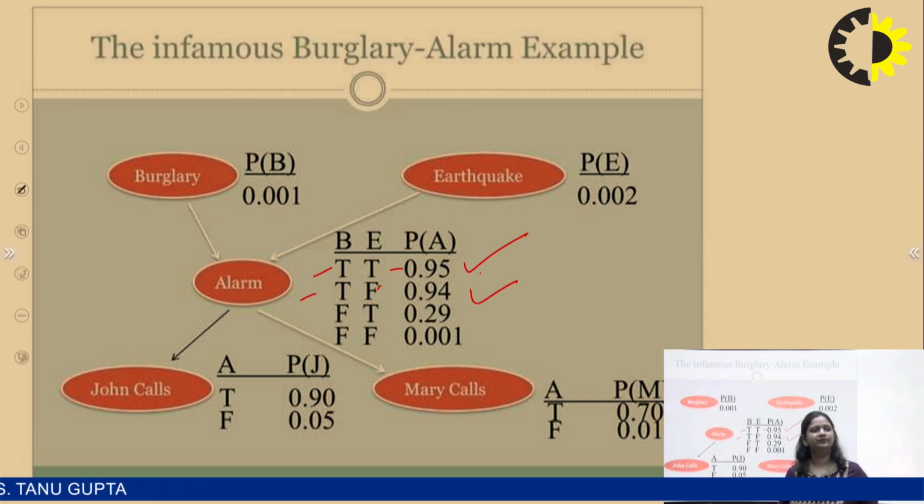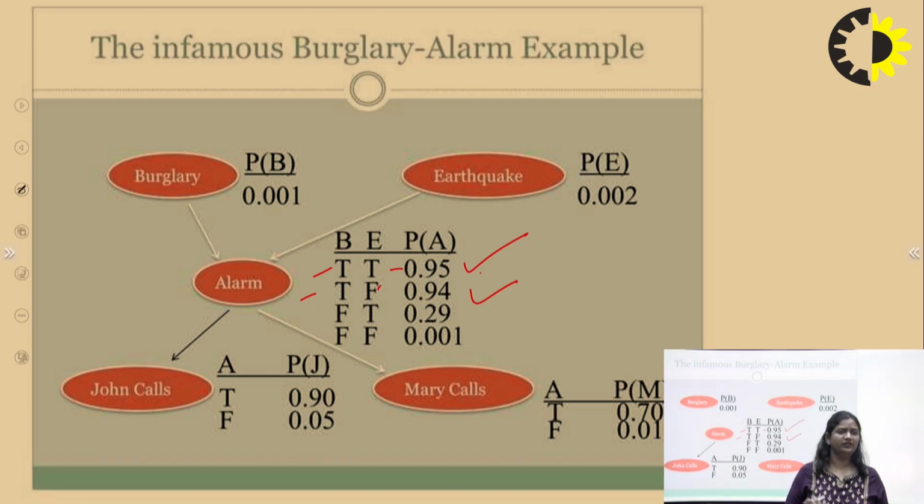John call probability, because John calling depends upon the alarm. When John hears the alarm at Harry's house, then John calls Harry. So John calls depends upon the alarm. Probability of John call when there is alarm is this one, or not call is this one. Mary calls. Mary calls probabilities depend upon the alarm, probability of alarm and the false.